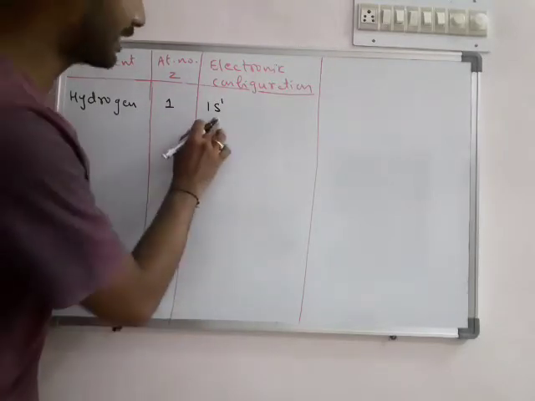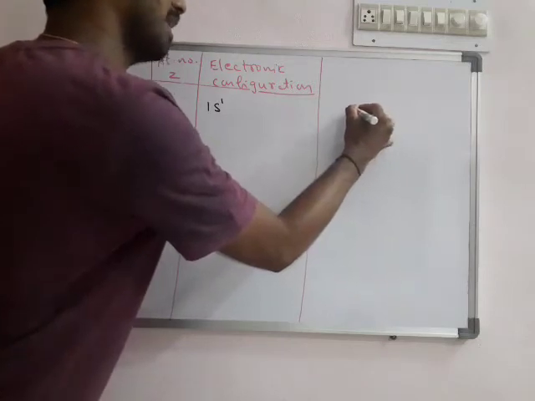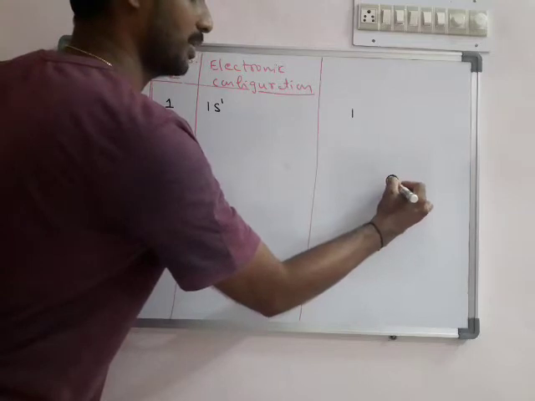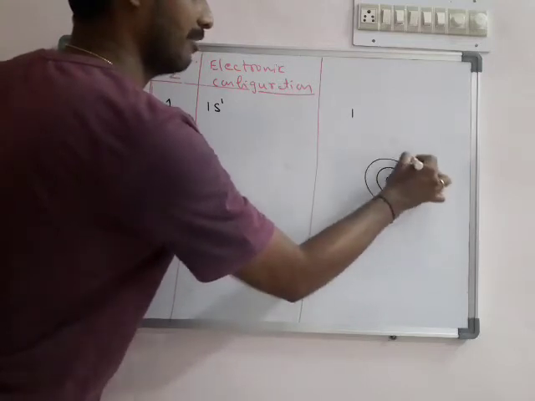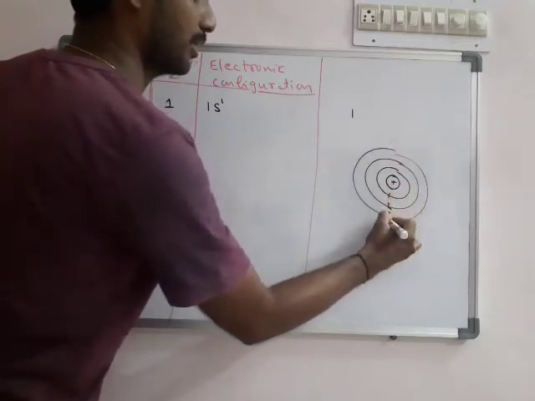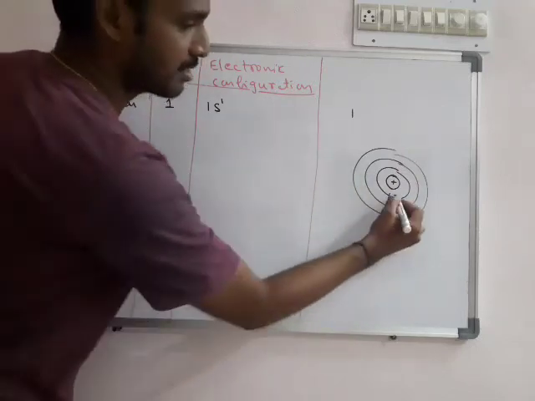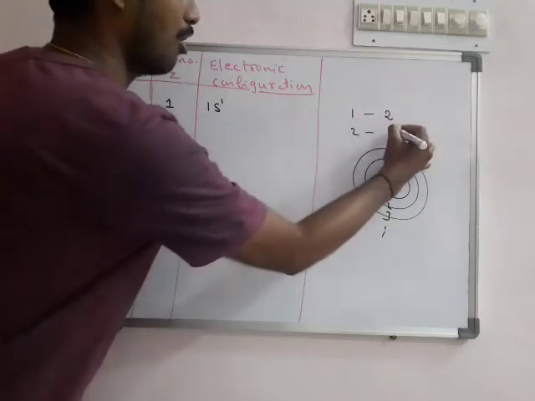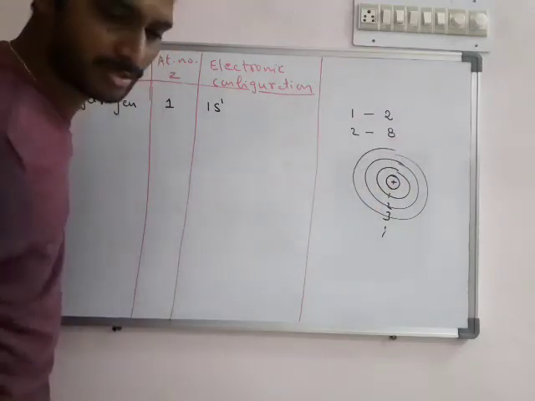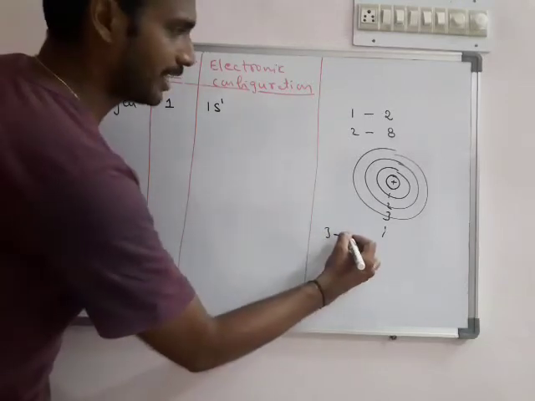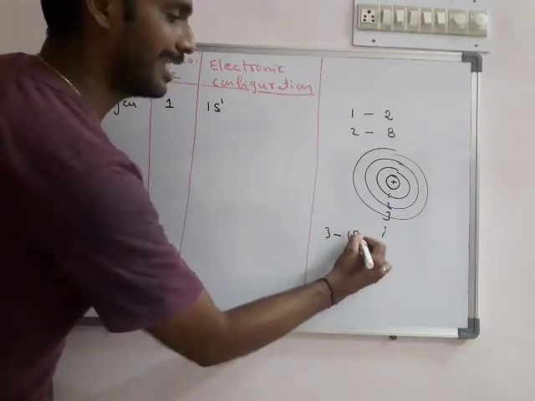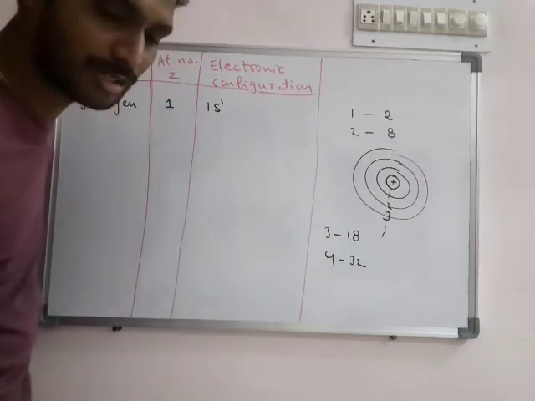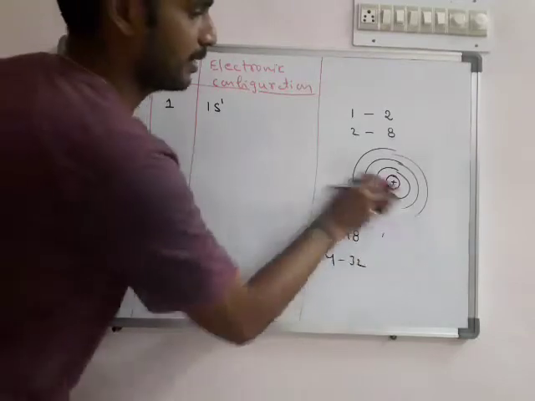Here, what is s? To understand the levels, for example, take the nucleus. Around the nucleus are the first level, second level, third level, 1, 2, 3 like that. At the first level, how many electrons are there? 2 electrons. In the second level, 8 electrons. In the third level, 18 electrons. In the fourth level, 32 electrons. These are the maximum numbers of electrons.